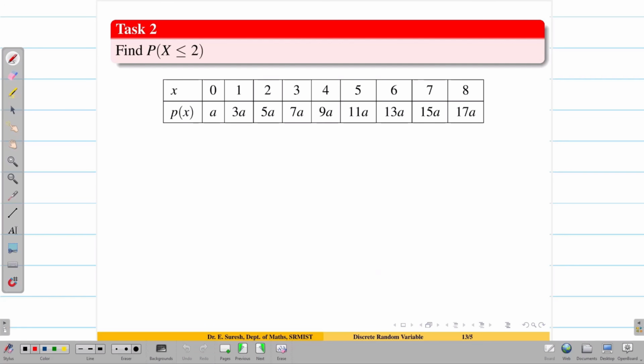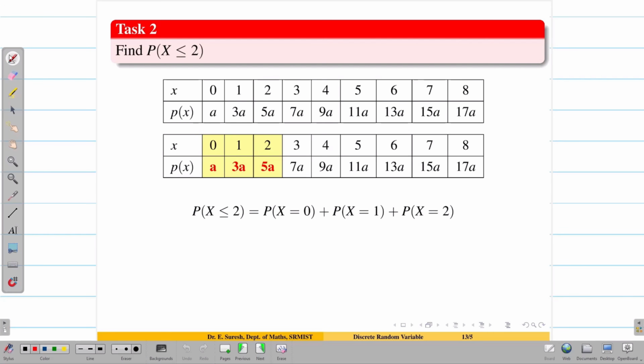If they ask you to find probability of x less than or equal to 2, then you have to include 2 also. So it's going to be probability of x equal to 0 plus probability of x equal to 1 plus probability of x equal to 2. So we have 3 values. We have to add this and then finally substitute the a value.